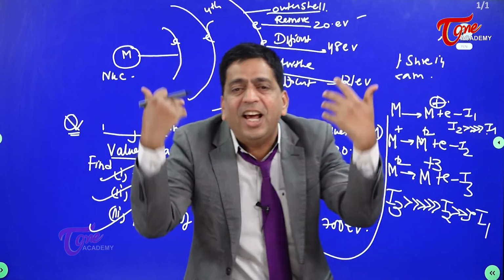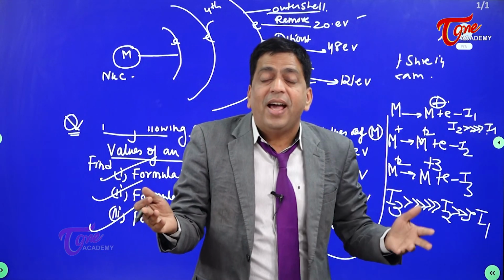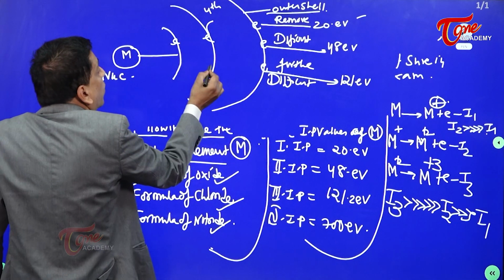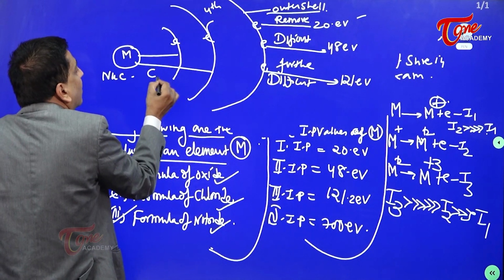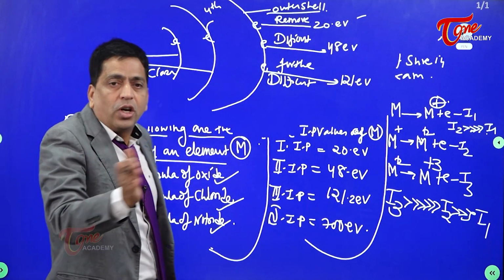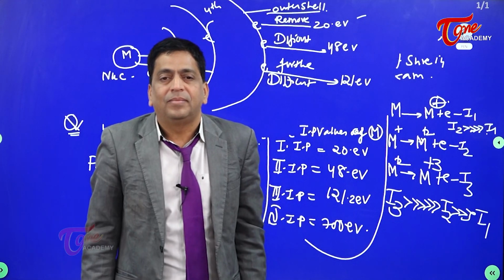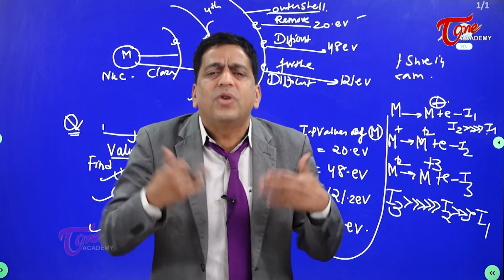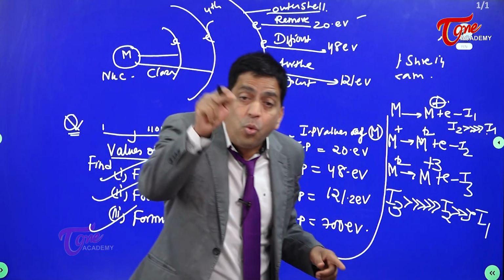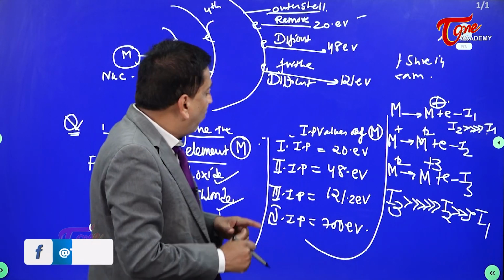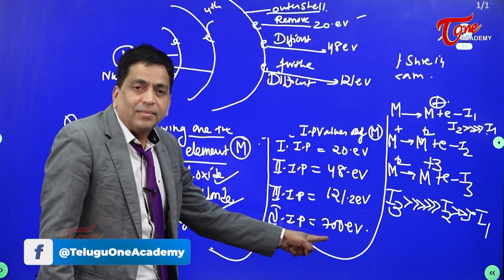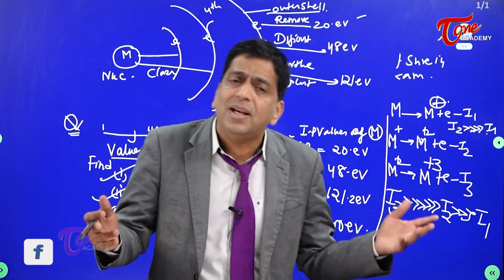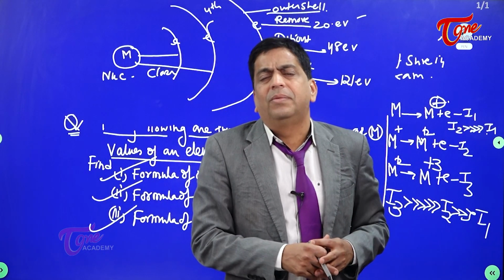The outermost shell vanished. When it's vanished and you enter the fourth shell, that means you are further close to the nucleus. Look into this. This is closer to the nucleus. Then it becomes for you extremely difficult. That is the reason why you find a jump: 700 electron volts. It's a jump. It's an abnormal value indicating.